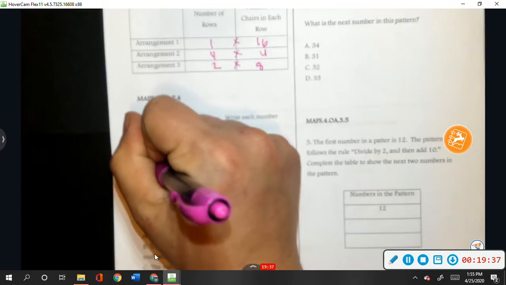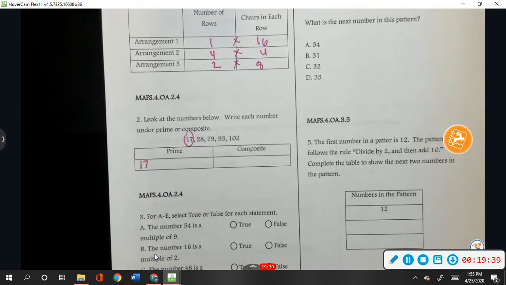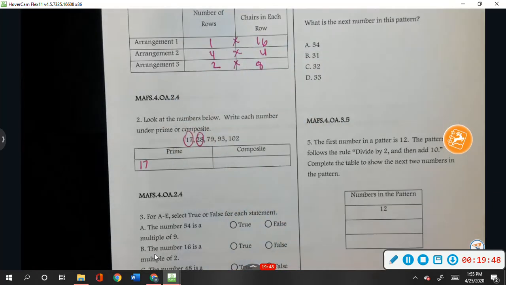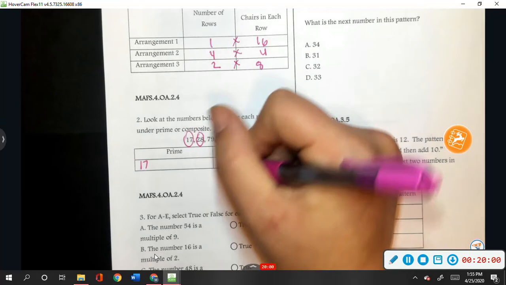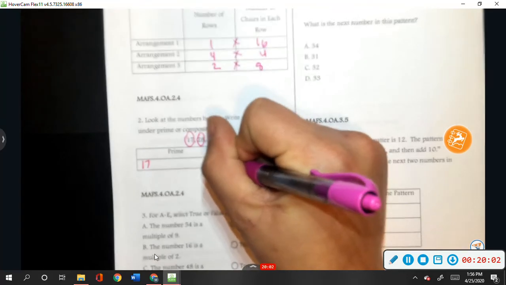It is prime, because we only have one factor pair for it, 1 times 17. No other numbers multiplied by each other get us 17. 28, we have 1 times 28, 2 times 14. We have 7 times 4. That's way more than one factor pair anyways, so we can just put 28 over here.